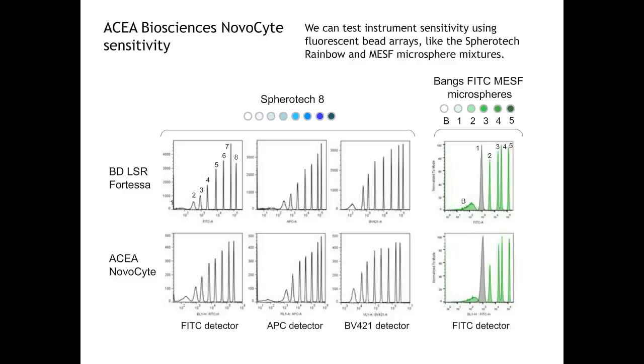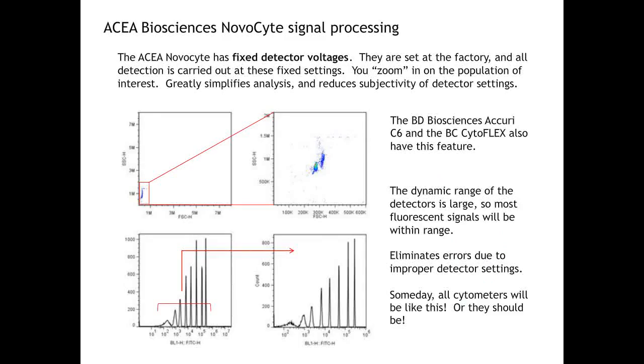Here we're looking at Bang's FITC MESF microparticles on the right-hand column, and we're able to distinguish the dimmest population almost to the same degree on the NovaSight as we are on a BD LSR for TESA. So we don't lose sensitivity by going to these lower cost platforms.